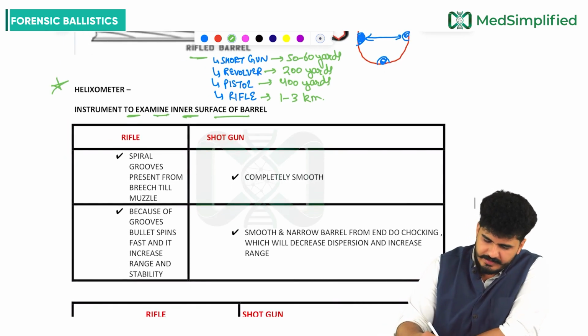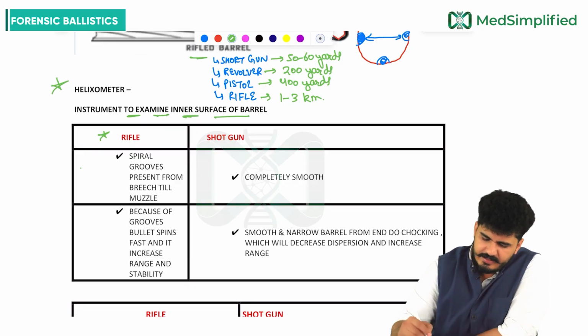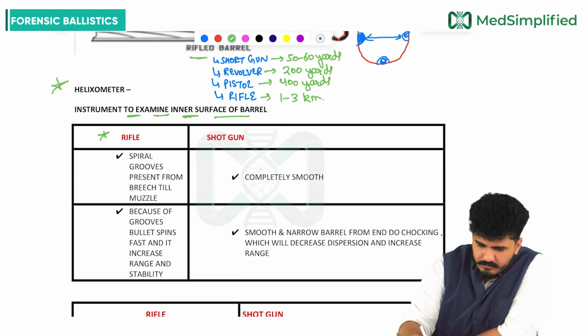Now we'll see the differences between the rifle and the shotgun. First of all, a rifle. If we see the rifle, spiral grooves are present from the breech till the muzzle. Spiral grooves like this.